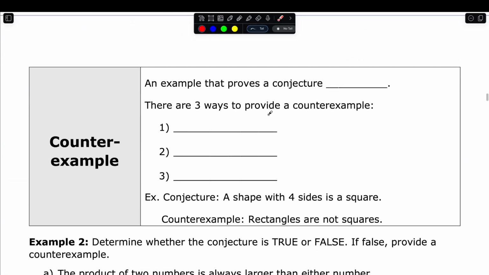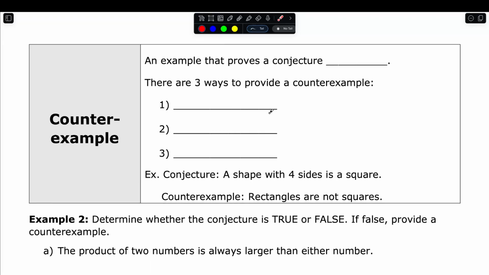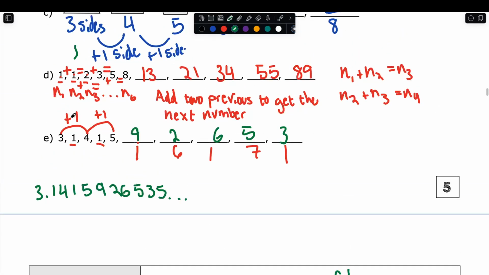Flip to that next page, page 6, and we're talking about counterexample. A counterexample, this is a very important topic. It is an example that proves a conjecture false. So if we go back to part E, my conjecture was this is all the digits of pi. And then the other teacher proved my conjecture false because she found another pattern that was also relevant, that was also valid. So my conjecture, which was that it was always the digits of pi, wasn't true.